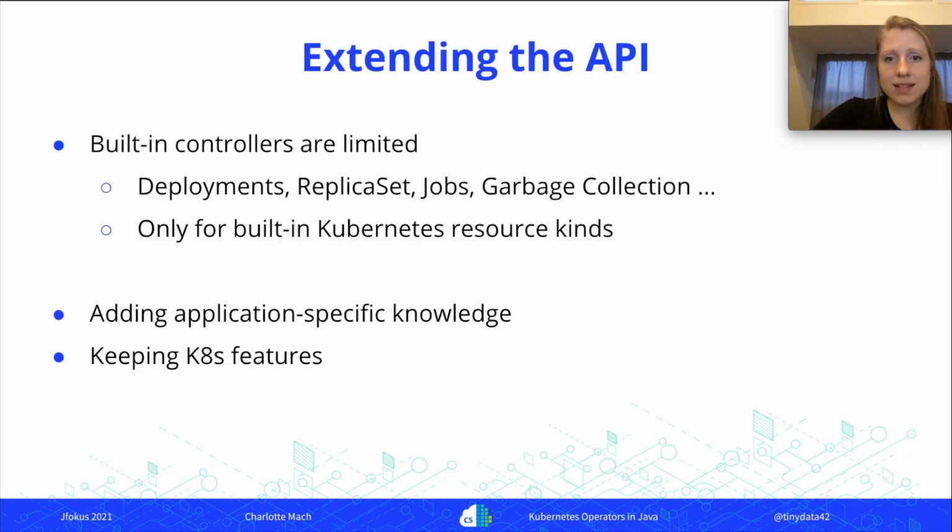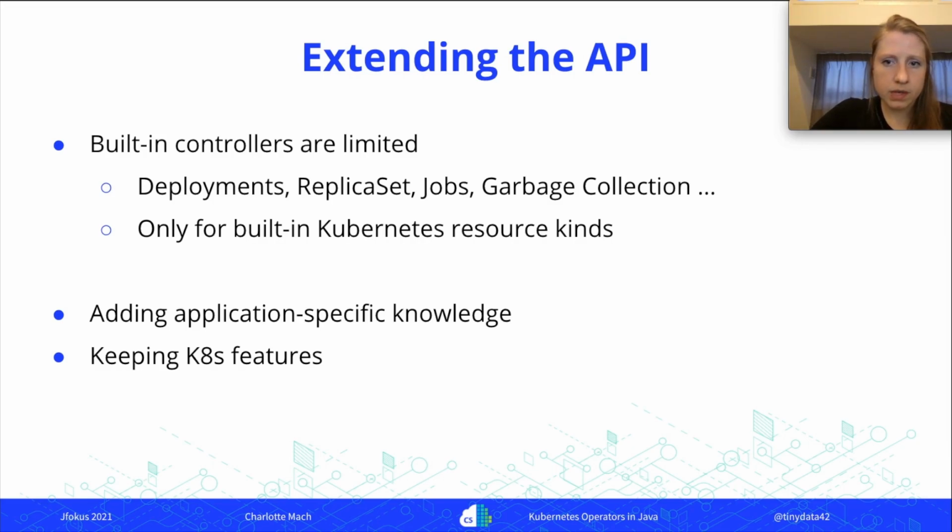So when we talked about extending the Kubernetes API with those resources, we have seen there are built-in controllers, but they are fairly limited because they are only for the built-in Kubernetes resource kinds. So you can have a deployment controller, replica set controller, and so on, also for jobs and garbage collection. And those are great. They do their job really well, but they don't help you if you want something application specific, something that is not dealt with enough by a simple deployment or stateful set.